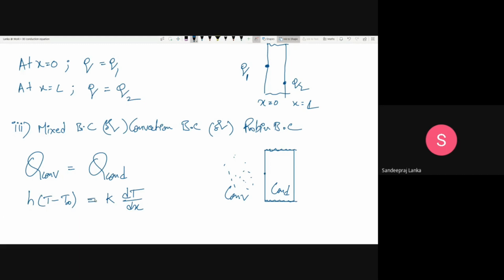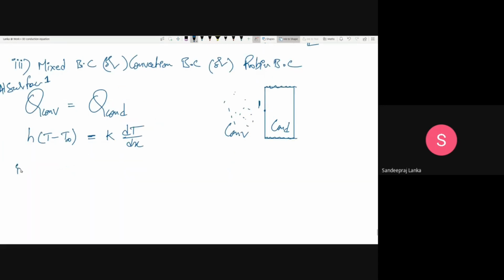And this boundary condition, where are you defining? This boundary condition you are defining at this particular surface, surface 1. Convection is equal to conduction. This is the third kind of boundary condition. And the fourth one is radiation boundary condition.